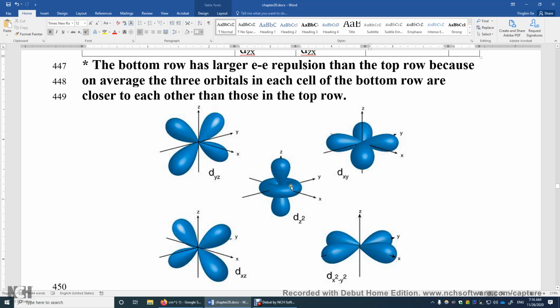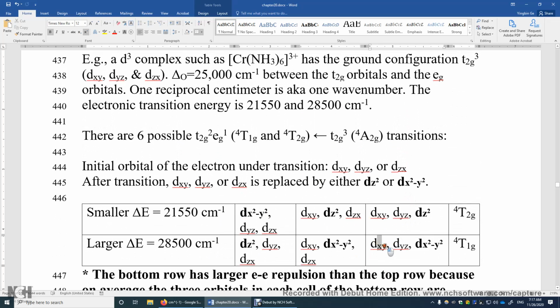So yes, indeed, this two also has some repulsion, but not as strong as the repulsion between these two orbitals. So again, these two repel each other more strongly than between these two. All right, so this two has really little repulsion, stronger between these two, but these two are the strongest. So that's why the repulsion between this one and this one is stronger than between this one and this one.